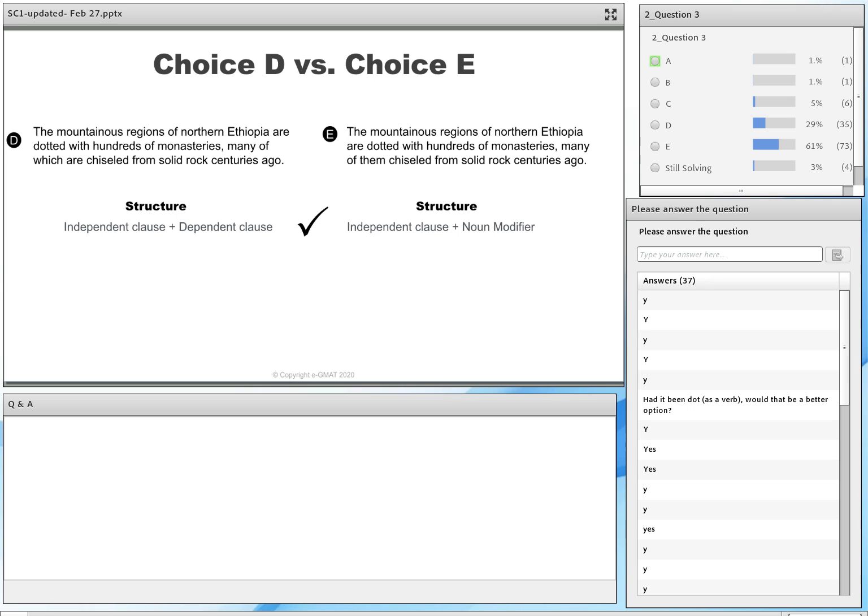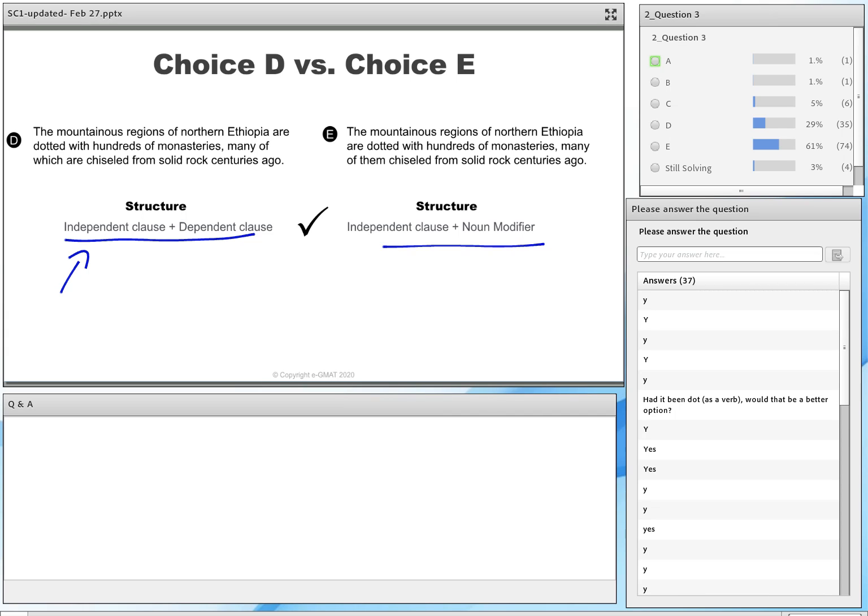Hey, how is "many of which" correct or "many of them" correct? My answer to you, and try to understand this part, okay? My answer to this question is both of these structures are correct. I have also identified these structures for you. This is the structure for choice D. We have the clause and the independent clause. Many of which are chiseled from solid rock centuries ago, right? So the structure is fine.